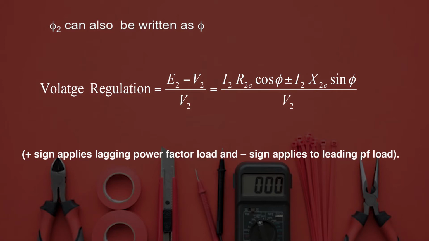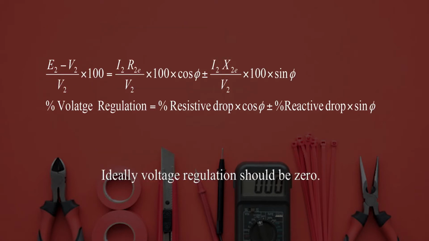So as you know, the voltage regulation is equal to E2 minus V2 upon V2. So just put the value as we have already calculated. E2 minus V2 can be written as I2 R2E cos phi plus minus I2 X2E sin phi, upon V2. Or you can write E2 minus V2 upon V2 multiplied by 100 is equal to I2 R2E upon V2 into 100 into cos phi plus I2 X2E upon V2 into 100 into sin phi.